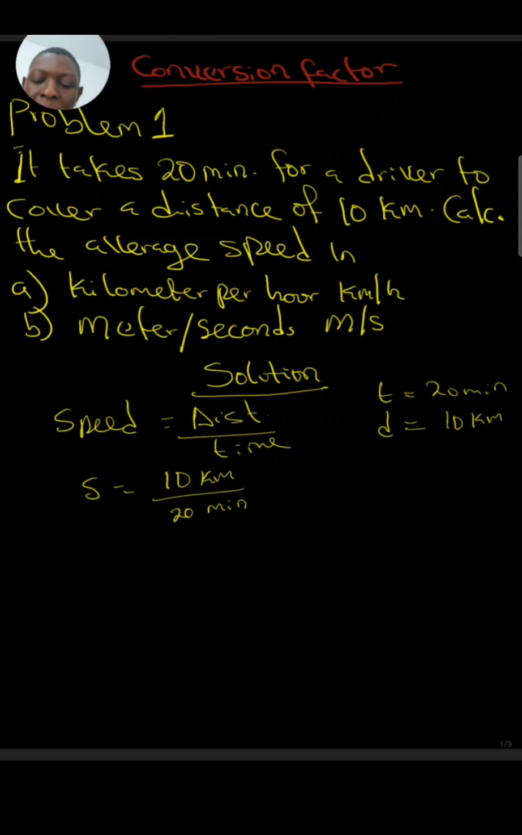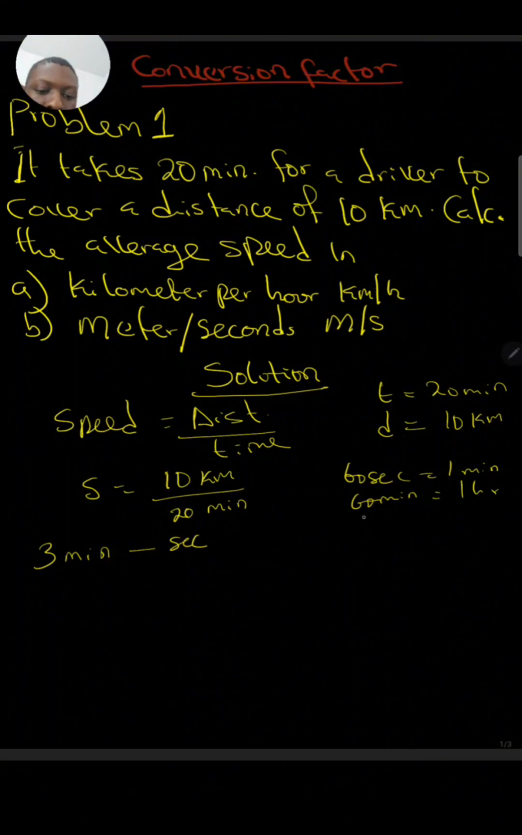For instance, you have 3 minutes, and you're being told to change 3 minutes to seconds. First of all, you must know your basics that 60 seconds is equal to 1 minute. You must know that 60 minutes is equal to 1 hour. You must know that 100 cm makes 1 meter. You must know that 1000 meter makes 1 kilometer. All these things are basic things you should know.